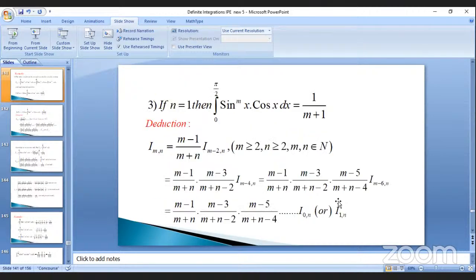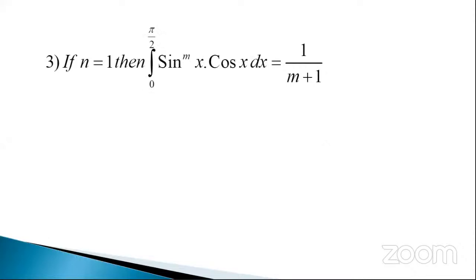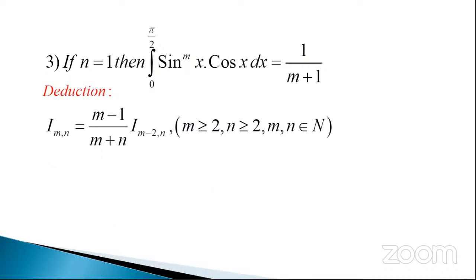Now, if n equal to 1, then integral over 0 to pi by 2 of sine to the power of m x dx is equal to 1 by m plus 1. Deduction. And how to write a reduction formula? What is meant by I m comma n? I m comma n equal to m minus 1 by m plus n, I m minus 2 comma n.